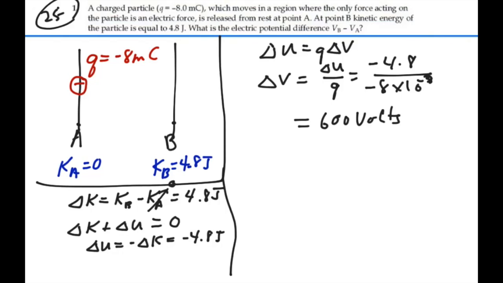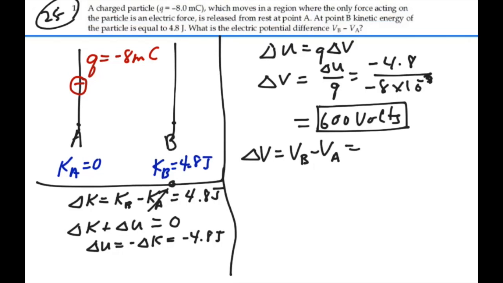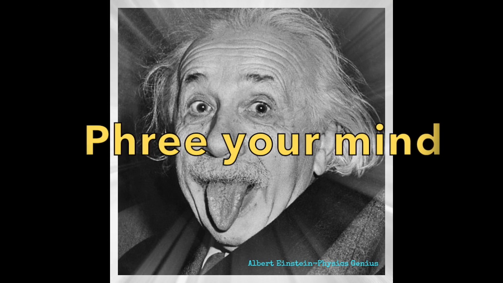So that's positive, and that represents our final potential minus our initial potential. This change in potential is actually the potential at B minus the potential at A, 600 volts, and hence that's what we wish to find. The potential at B minus the potential at A is 600 volts. B is higher than A, and that's why the negative charge fell in that direction.